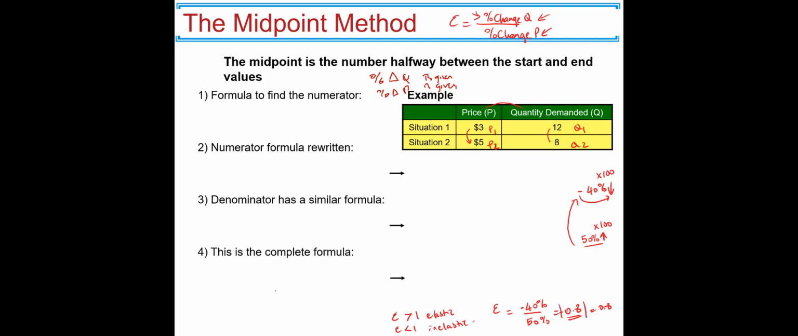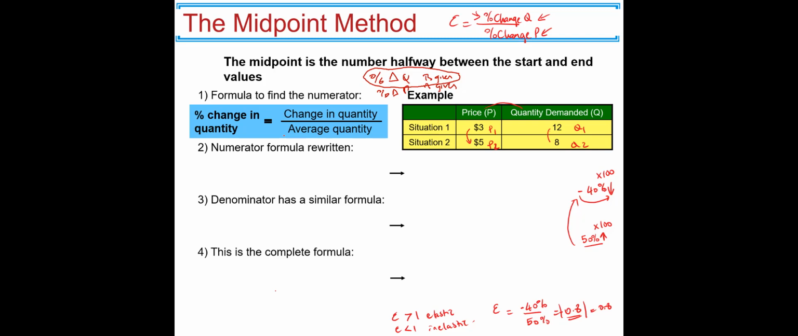It is possible that you are only given two points on the demand curve. P1, Q1: when the price is $3, quantity demanded is 12. P2, Q2: when the price is $5, quantity demanded is 8. So let's first find the numerator, which in this case is the percentage change in quantity. This formula is something that you have to memorize, but in the exams you can write it down on a piece of paper and keep it with you.